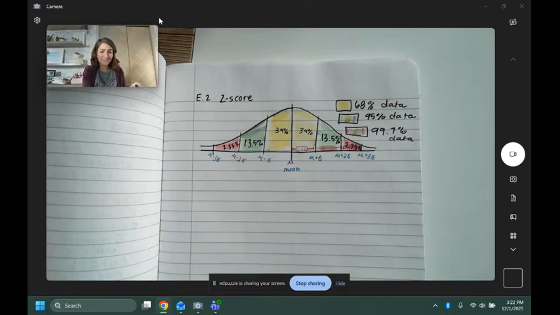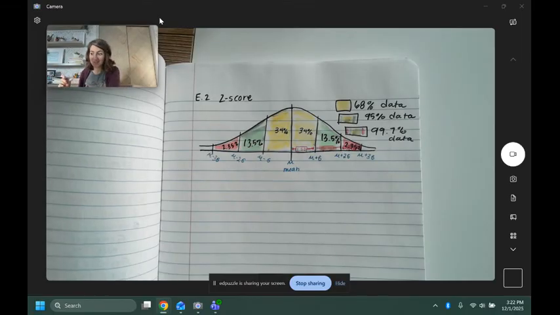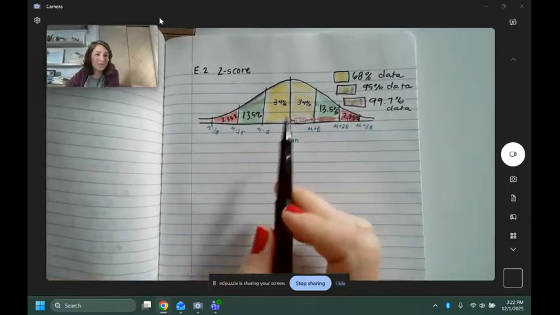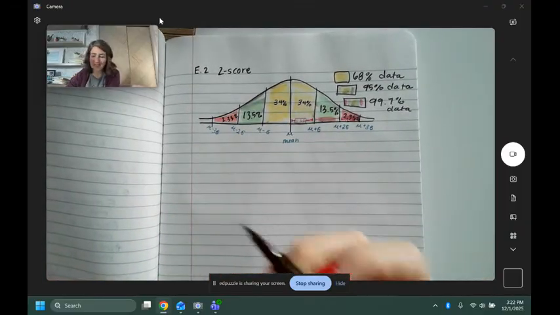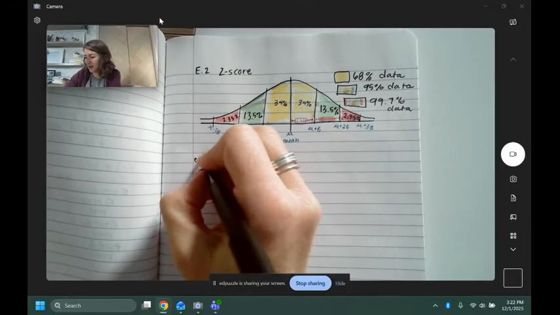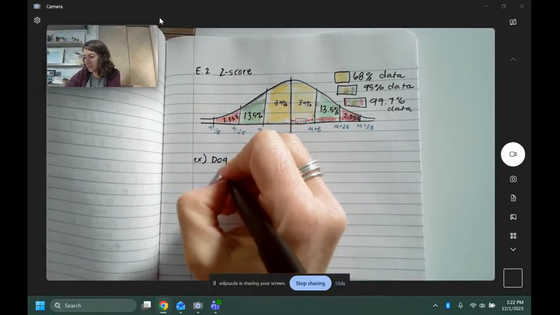It's possible. But most of your data is within 3. Now, I don't really feel like that always makes a lot of sense until we see an example. But this is kind of how we're going to be able to talk about where a data point is, why a data point is significant, if it's similar to the majority or not, things like that. So let's talk about dog weight.